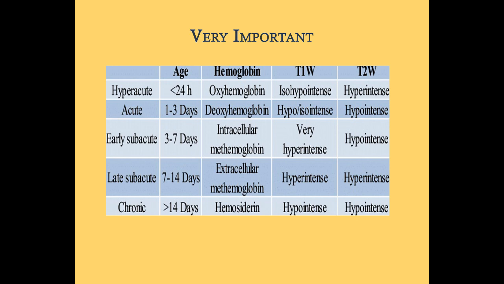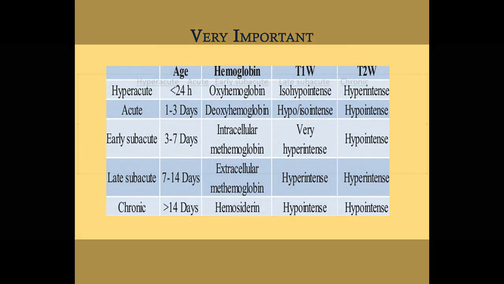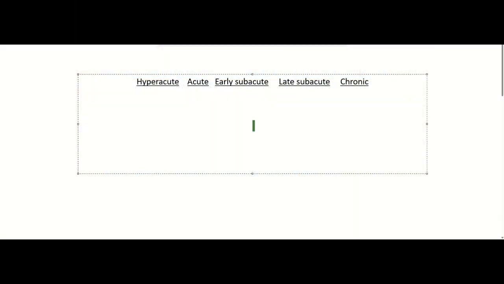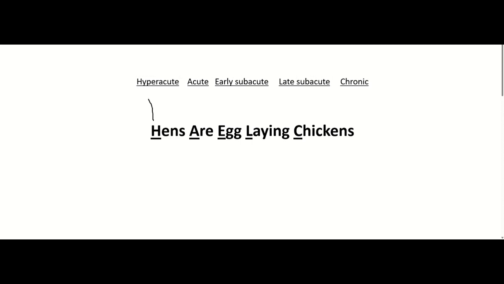The bleeds are categorized as hyperacute, acute, early subacute, late subacute and chronic. Now there is no mnemonic for it as far as I know, so I created one for myself, and it goes like this. Hens are egg-laying chickens. Sounds silly but does the trick. Hen stands for hyperacute, R stands for acute, egg stands for early subacute, laying stands for late subacute, and chicken stands for chronic. So far so good, right?